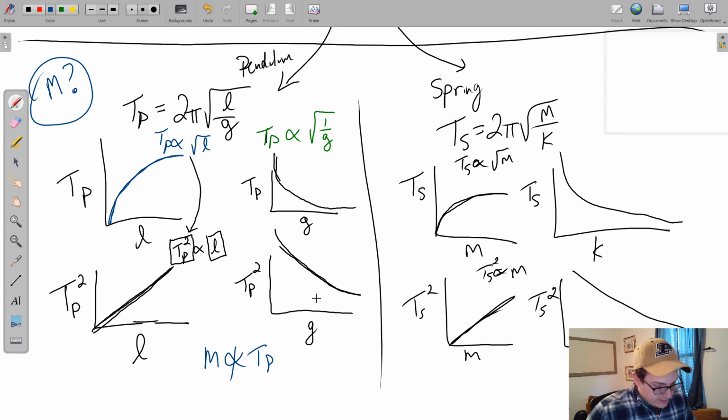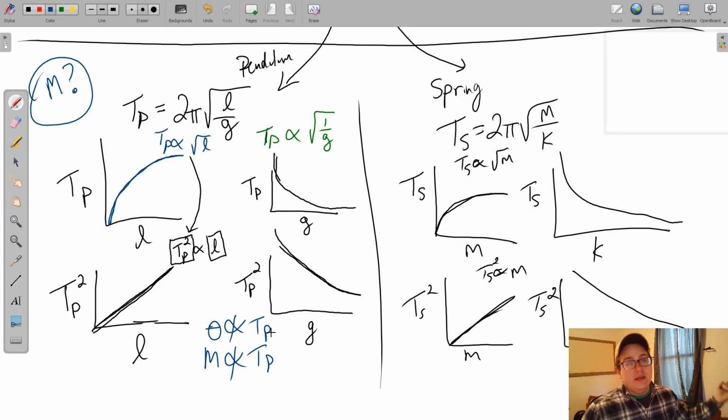Alrighty, and what about how far back I pull that pendulum? We would call that our amplitude or angle theta, and theta also has no relation. So you could pull a pendulum back 10 centimeters, or 20 or 30, let go, and that period will remain the same.